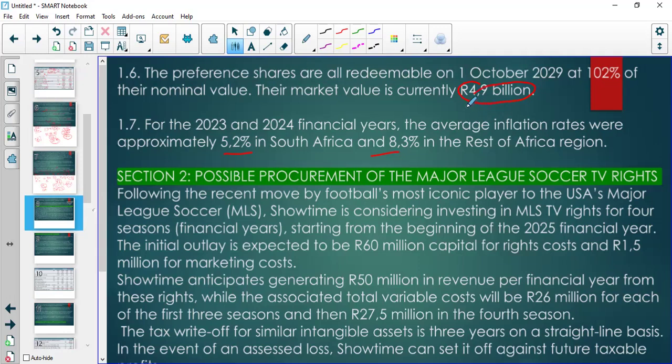So we can calculate the cost because we have a redemption date. The present value is the market value, which is 4.9. The future value is the redemption value, which is 4.5 multiplied by 1.02, because we're going to add a 2% premium. Then N is going to be equal to 5 years from now.